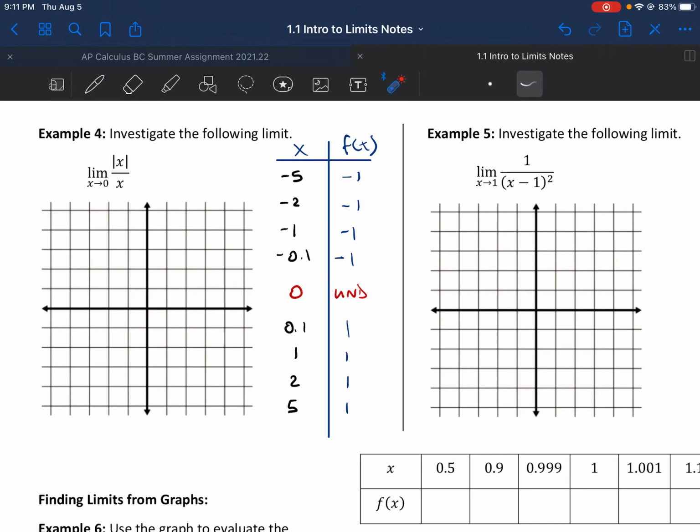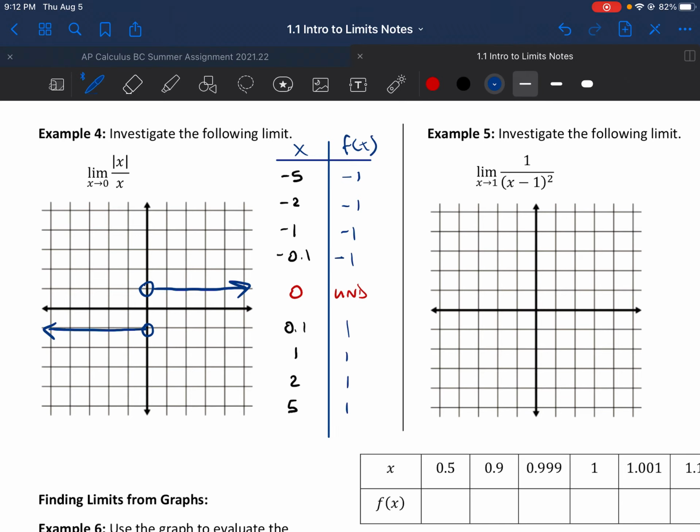So let's go ahead and graph this here. We can see that as x approaches 0 from the left, all the function values are -1. But we have a hole at 0. It's undefined at 0. And anything to the right of 0, we can see has function values of +1. So that's the kind of graph that we end up seeing.